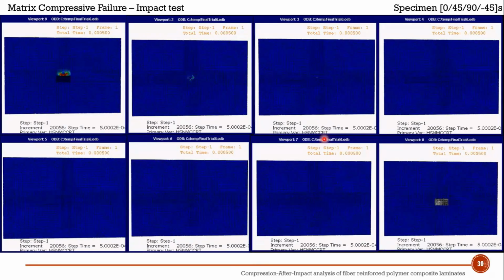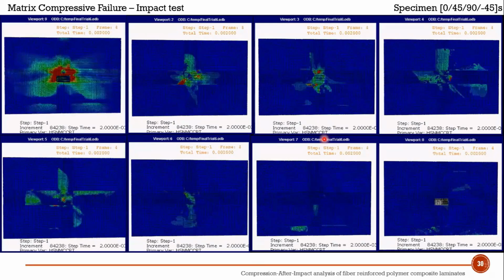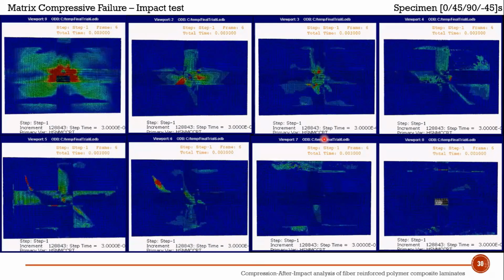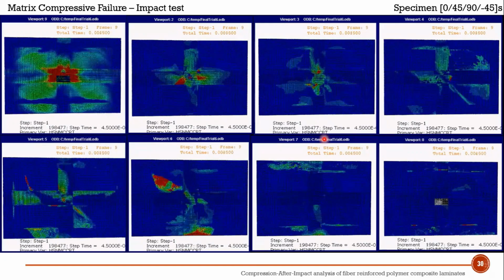And then we have matrix compression failure, which is again a prominent failure, because for any compression, whether during impact or during a compression strength test like isostatic compression, the matrix material is the main material taking most of the load in these composite materials. If we are going for tensile tests, the fibers will take most of the loads, but for compression, the matrix material will take most of the loads.